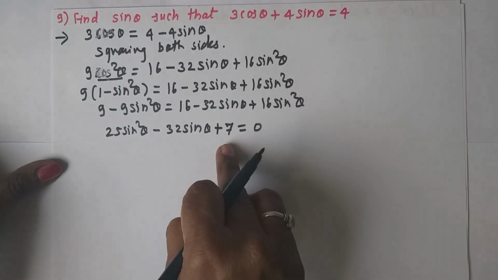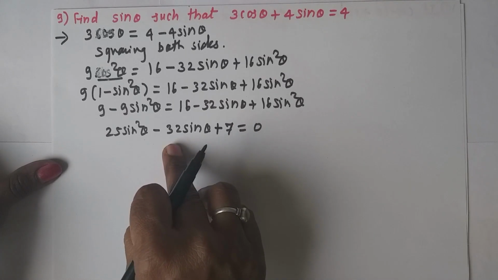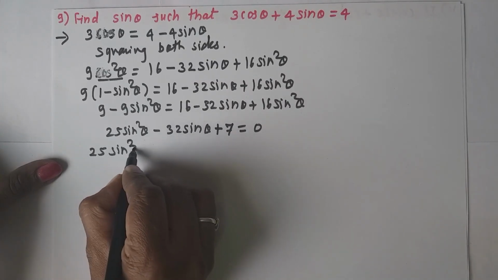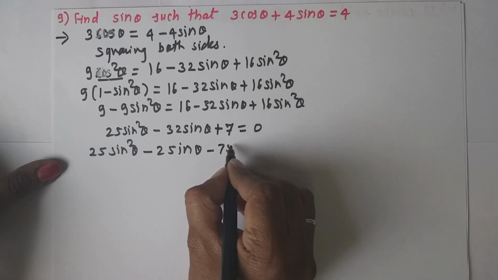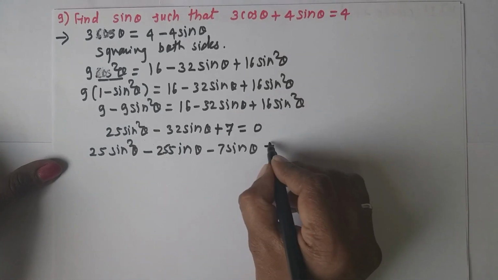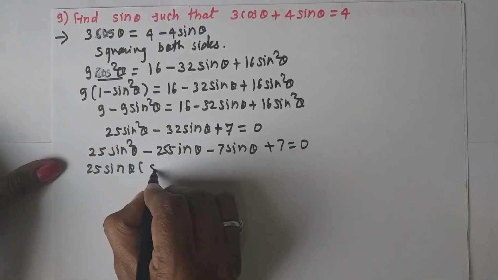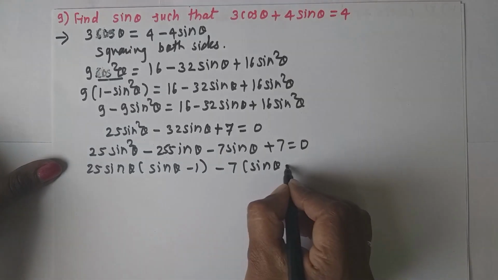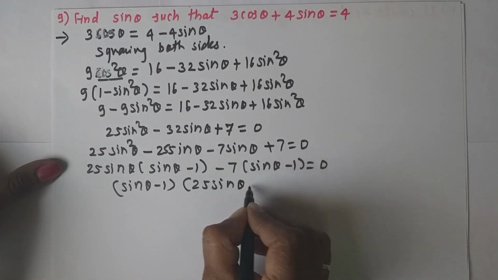Now 25 into 7, 175. You factorize 175 such that the addition will be minus 32. Okay. Now I can write 25 sin square theta minus 25 sin theta minus 7 sin theta plus 7 is equal to 0. Take 25 sin theta common, then in the bracket it remains sin theta minus 1. Take minus 7 common, this will be sin theta minus 1. Then take sin theta minus 1 common, this will be 25 sin theta minus 7.